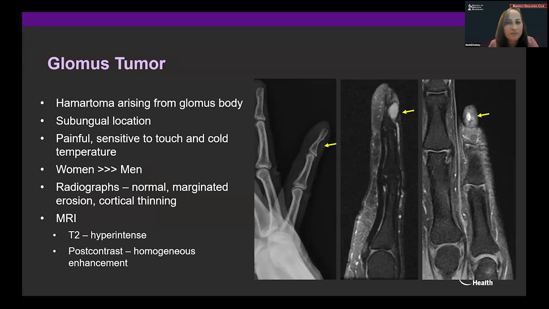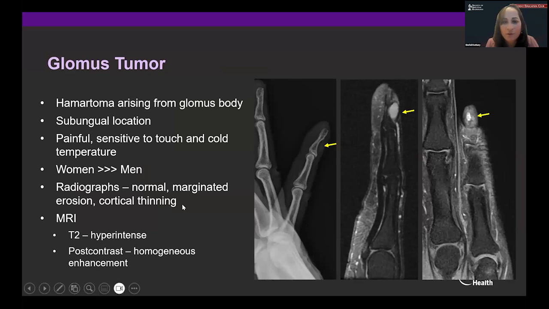So glomus tumor is thought to be a hamartoma arising from the glomus body. It's going to be in that subungual location, which helps to make the diagnosis. And clinically, the typical presentation is a painful mass, which is sensitive to touch and sensitive to cold temperatures. It's more common in women than in men.